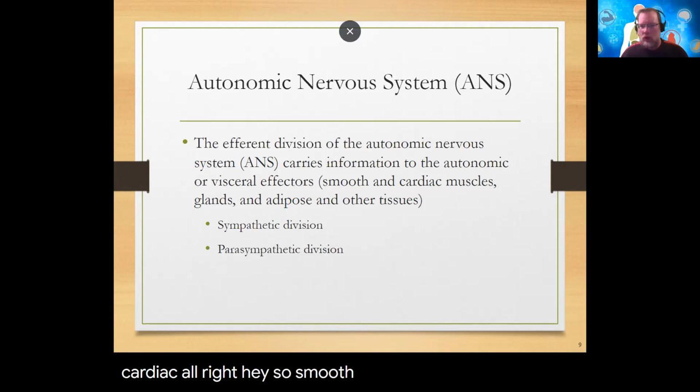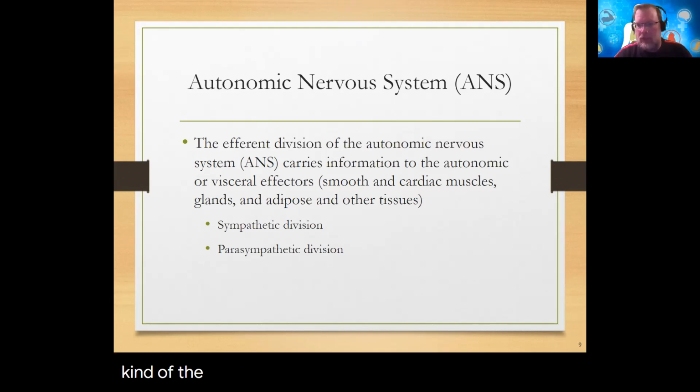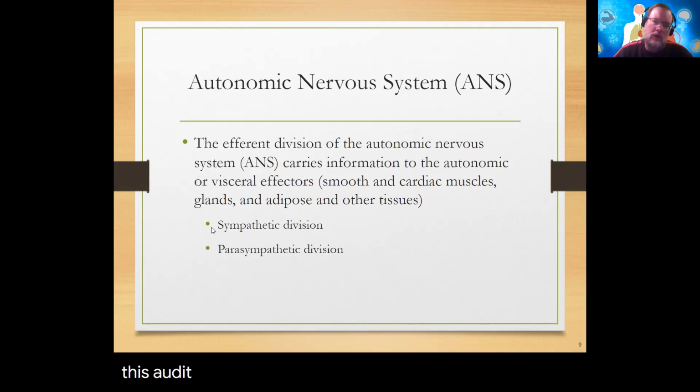Okay, so smooth or cardiac, typically with autonomic nervous system. So generally, then we see the control of your heart, the control of all of your smooth muscles in the body being regulated automatically. So that's kind of the difference. This involves your fight or flight aspects, what we call the sympathetic division. So, beneath this autonomic nervous system, we do see sympathetic and parasympathetic pathways or divisions.